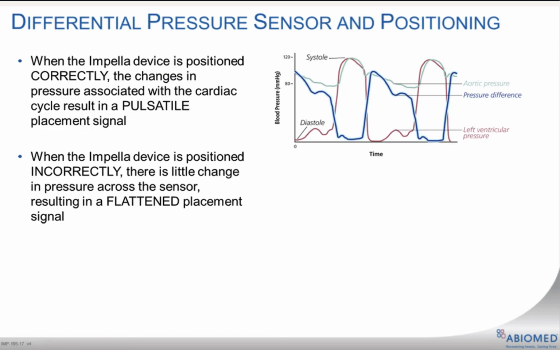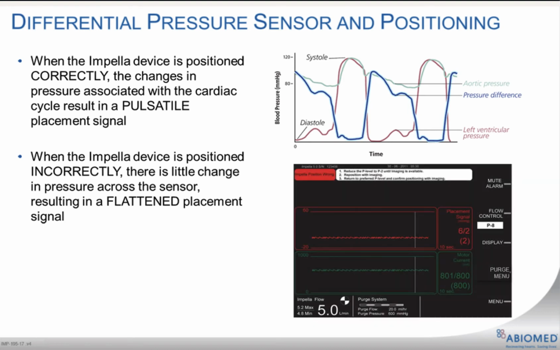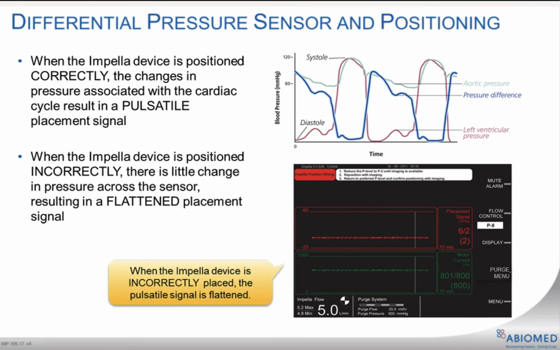When the Impella 5.0 or LD device is correctly positioned, the pressure difference across the sensor generates a pulsatile placement signal. When the Impella device is not positioned correctly, and there is little difference between the pressures on each side of the sensor, the placement signal is flattened.